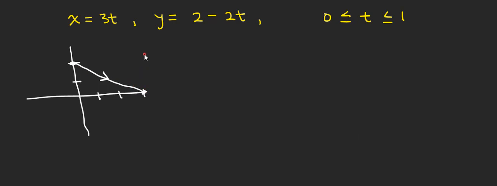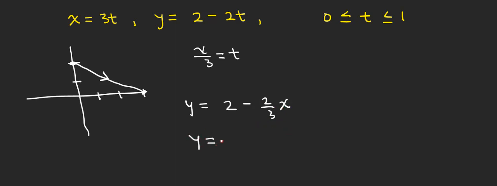Now, let's try to change this to rectangular. So we know that x equals 3t. Let's solve for t here. T is going to be x over 3. Divide both sides by 3. And then instead of this t, we're going to substitute x over 3. So y equals 2 minus 2 over 3 times x. So this is the same thing as y equals negative 2 over 3 times x plus 2.